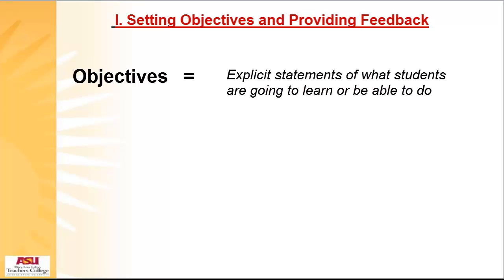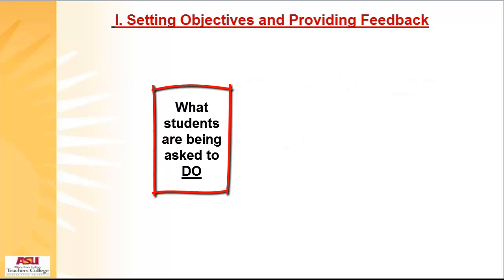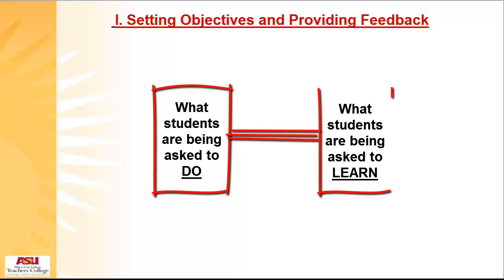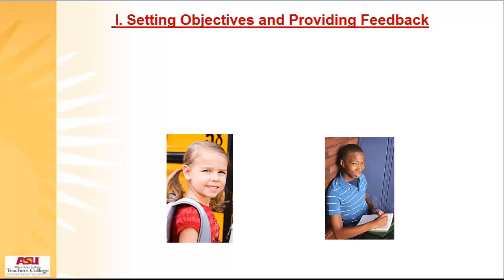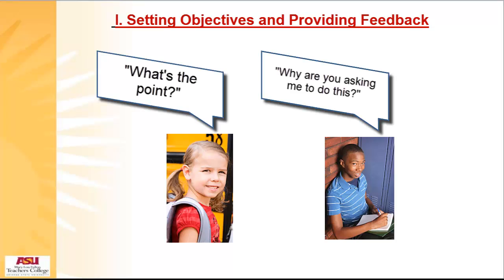Objectives are explicit statements of what students are going to learn or be able to do by the end of a lesson or unit. Objectives, which could also be thought of as lesson-level goals, help to ensure that learning activities are relevant and purposeful. Students need to see a clear connection between what they are being asked to do during a lesson and what they are supposed to learn during a lesson. Otherwise, they might fairly ask, "What's the point?" or "Why are you asking me to do this?"